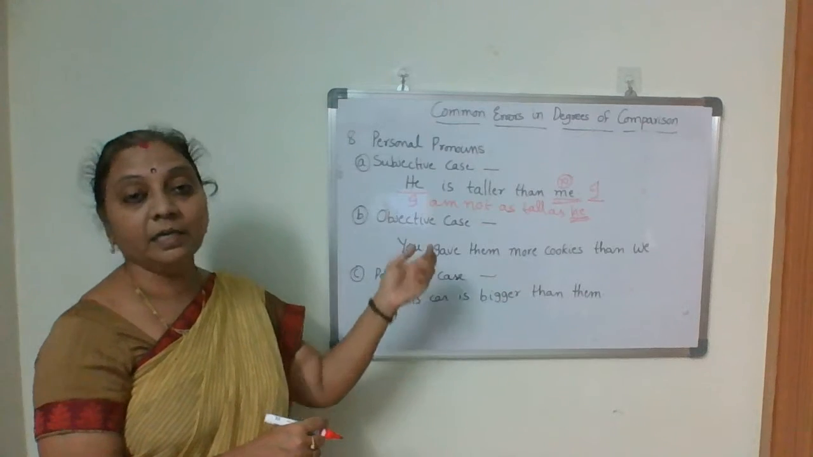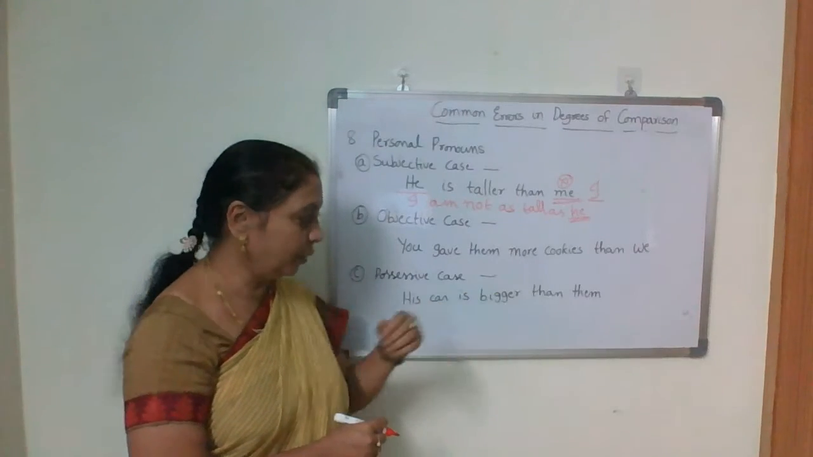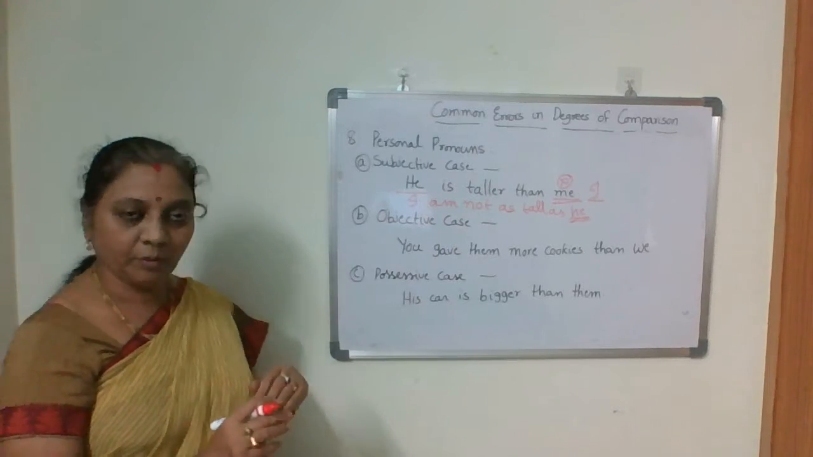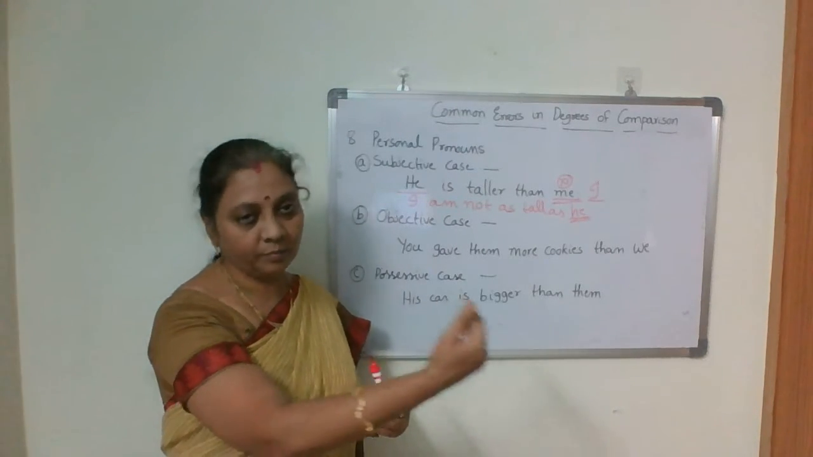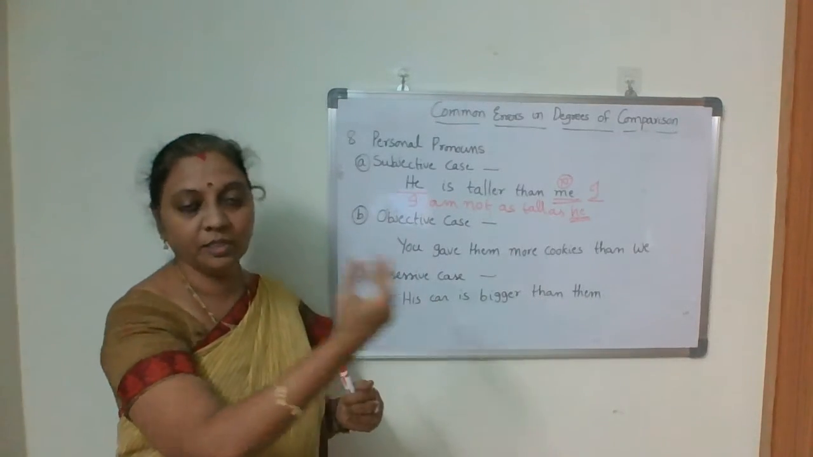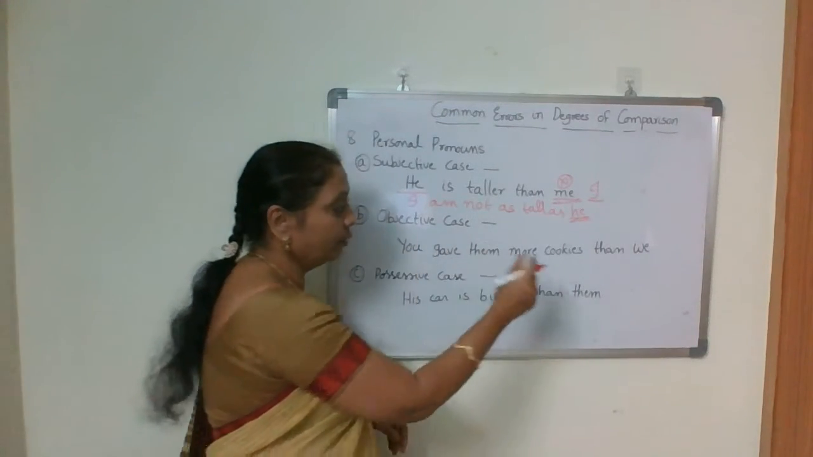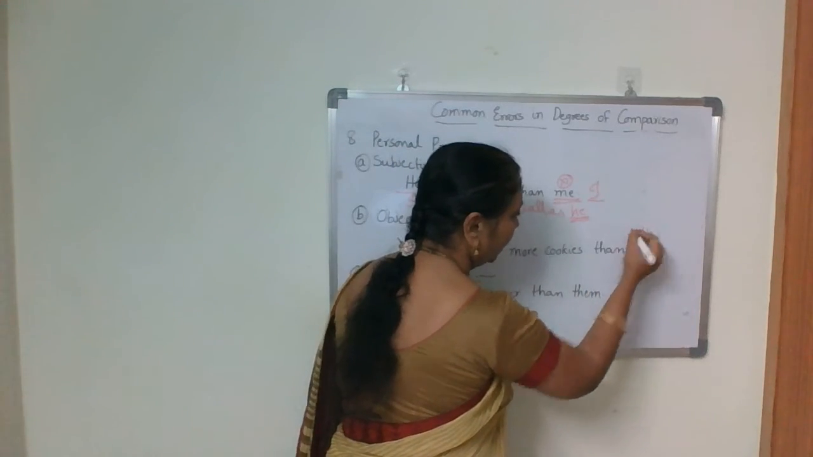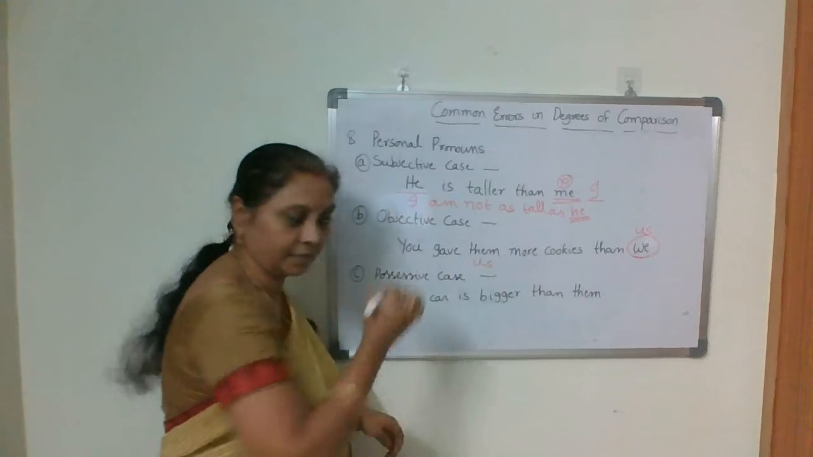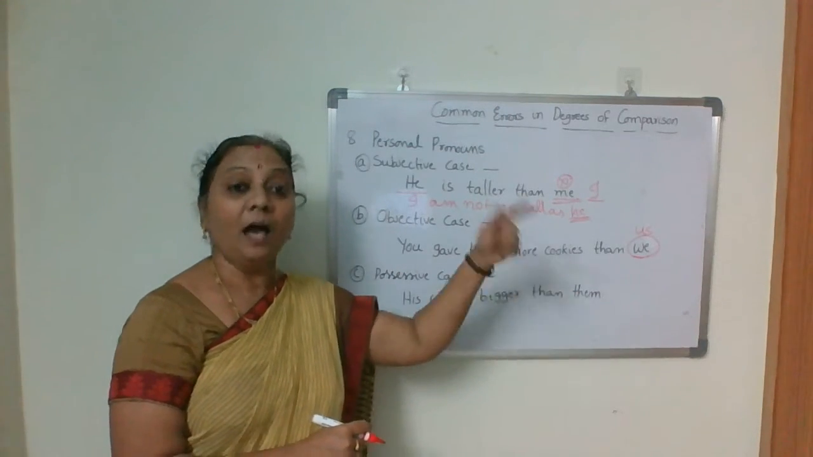The second one is the objective case. When it is there, how do you compare? You gave them more cookies than we. First of all, try to understand the sentence. You gave them cookies. You gave us also some cookies. But you are comparing. You gave them more cookies than we. Wrong. It should be than us, because here the comparison is between them and us. Both are in the objective case.